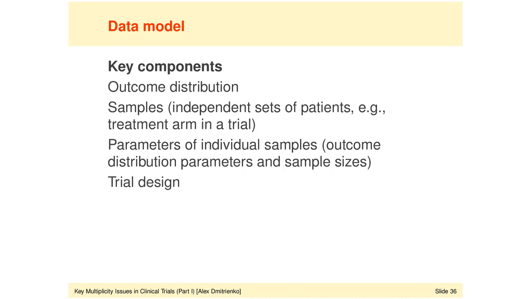Secondly, we need to define the samples that are defined once again as independent sets of patients. In this particular case, each sample will be equivalent to a trial arm. Then we're going to specify the parameters of the individual samples, specifically the outcome distribution parameters and sample sizes, and finally the overall trial design.